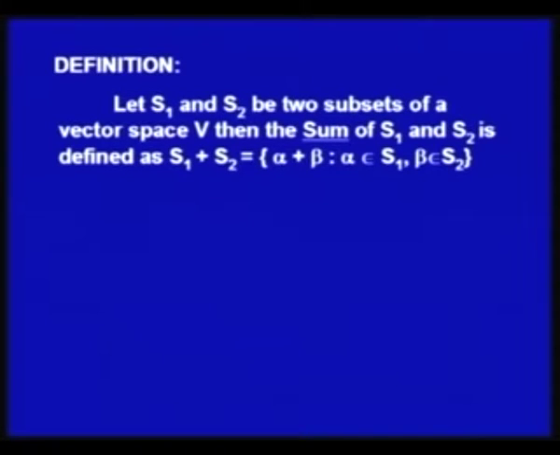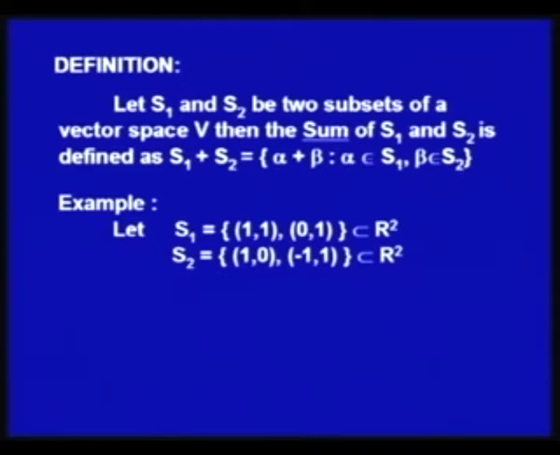The first is the sum of two subsets S1 and S2 of a vector space V. If we have two subsets S1 and S2 of a vector space V, then the sum of S1 and S2 is defined as S1 plus S2 equal to alpha plus beta, such that alpha belongs to S1 and beta belongs to S2. So, the set S1 plus S2 consists of all vectors of the form alpha plus beta in the vector space V, such that alpha belongs to S1 and beta belongs to S2.